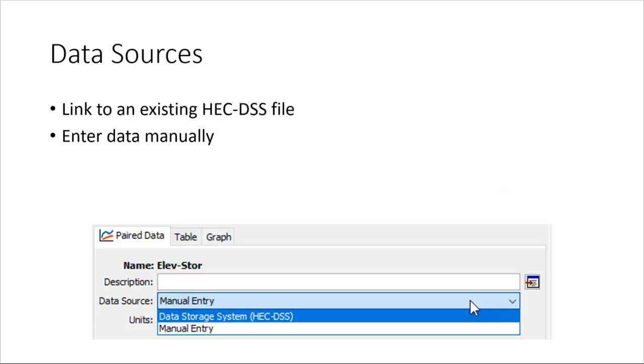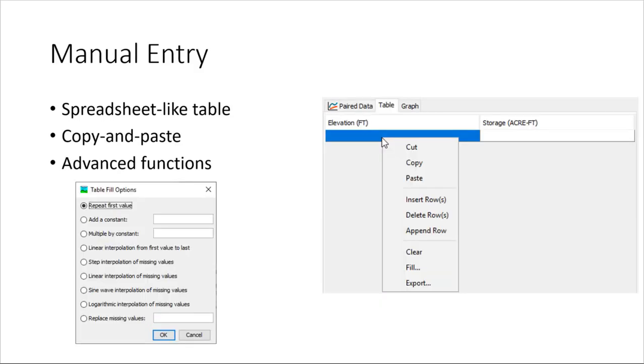There are two choices for paired data sources, from HEC-DSS files and by using manual entry. Choosing one or the other presents you with different options. The manual entry table behaves much like a spreadsheet. It's very easy to copy and paste from spreadsheets to fill out your paired data. This is the primary way of creating paired data, as most data that are used for paired data in HMS are stored in formats like CSV files and spreadsheet workbooks.